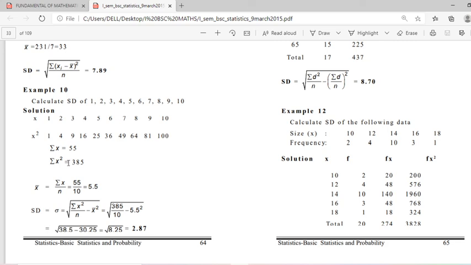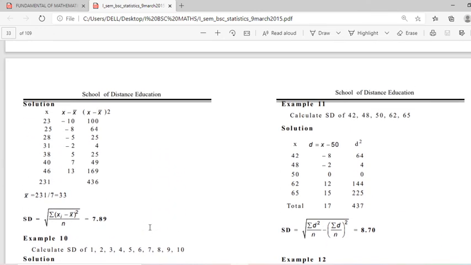Summation xi is equal to 55, summation xi square equal to 385. So x bar is equal to summation xi by n, that is 55 by 10, which is 5.5. The standard deviation sigma is equal to root of summation xi square by n minus x bar square. So that can be used here. Substitute the values, and that equals the square root of 38.5 minus 30.25, that is root of 8.25, which is 2.87.